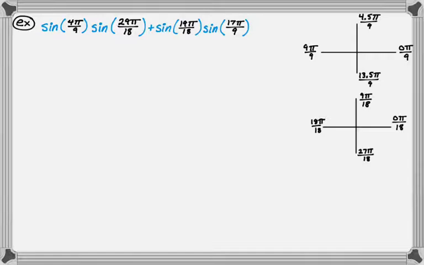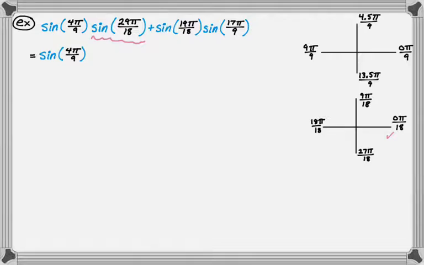So the first one, sine of 4 pi over 9, is already in the first quadrant, so I don't need to do anything to that one. It already is written in terms of its reference angle. So let's look at 29 pi over 18. I'm going to use the pi over 18 coordinate system that I set up. 29 falls between 27 and 36 pi over 18, so we're in the fourth quadrant.